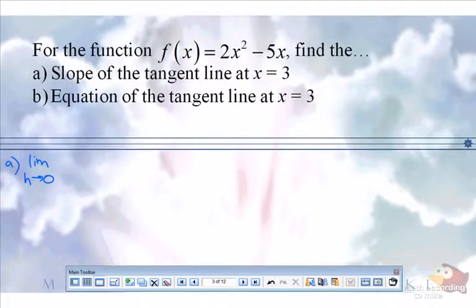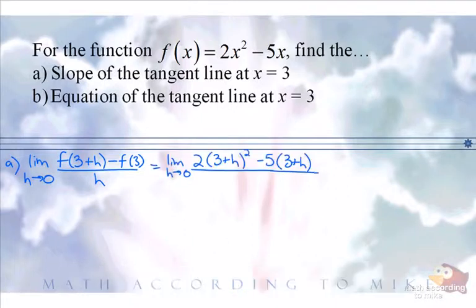So what's the setup? Limit as h approaches 0 of f of 3 plus h minus f of 3, all over h. So both of those x's will be replaced with 3 plus h.